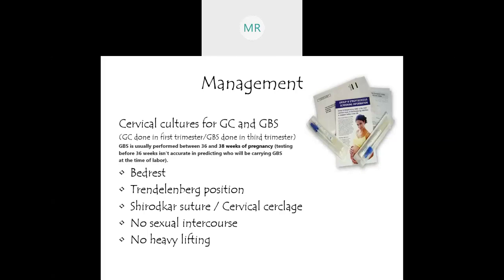We're going to do cervical cultures for GC, which is gonorrhea and chlamydia, and GBS, group B strep. Gonorrhea and chlamydia are done in the first trimester, and GBS is done in your third trimester. GBS is usually performed between 36 and 38 weeks. Testing before 36 really isn't accurate in predicting who will be carrying GBS at the time of labor.